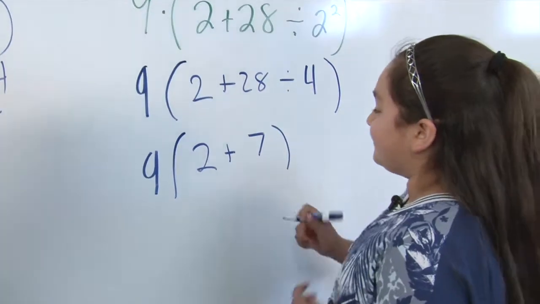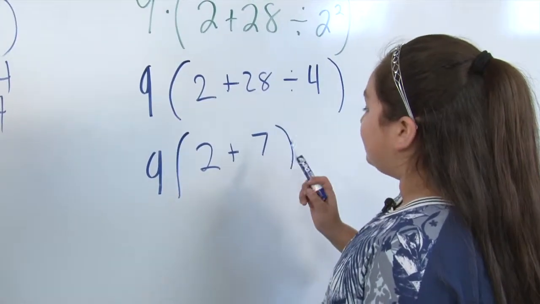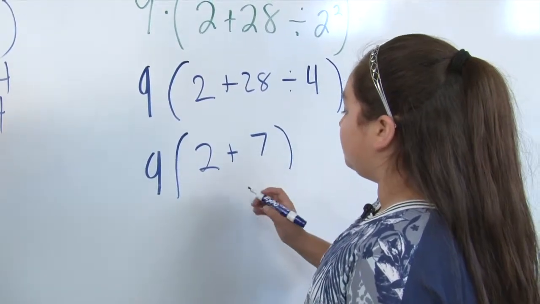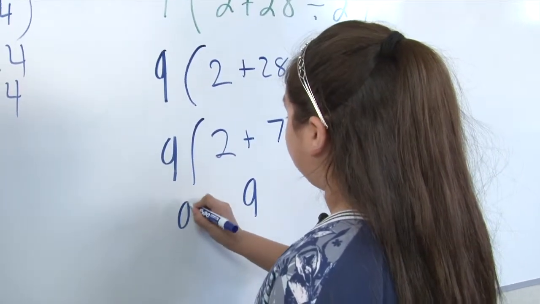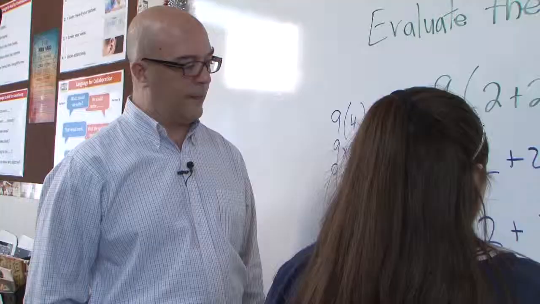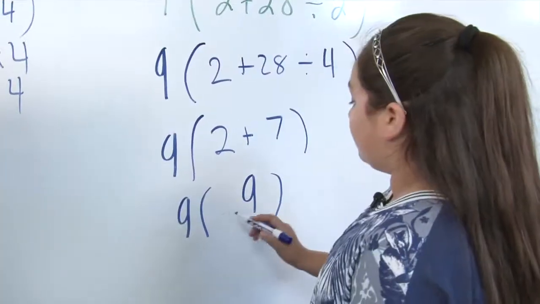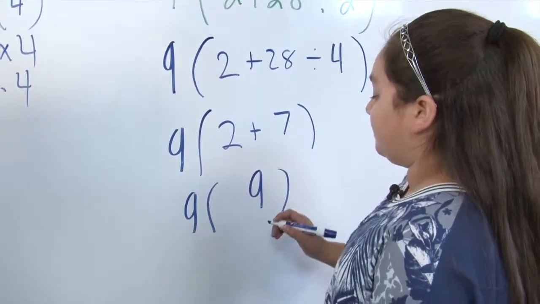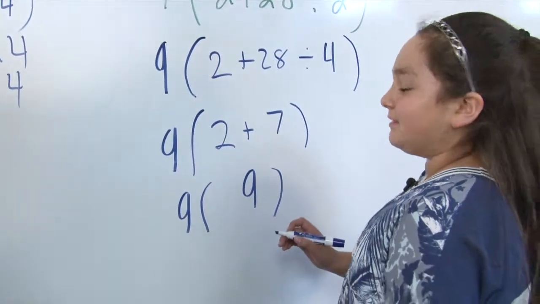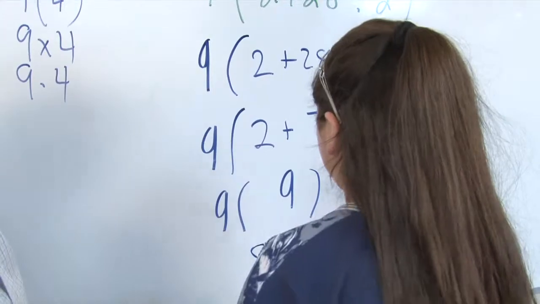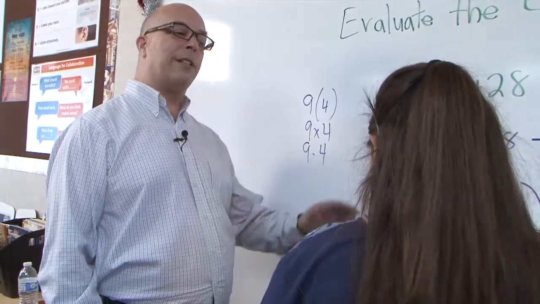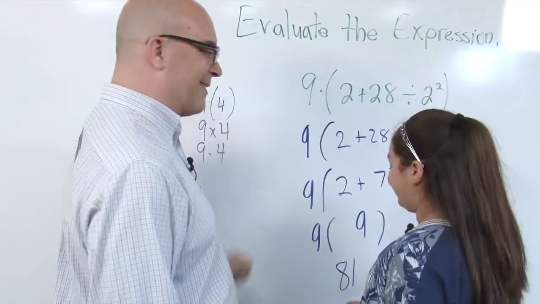Now what? So now we get to do the addition. So we do 7 plus 2 is 9. Okay. And then we have the 9 outside the parentheses again. And then now we can multiply those two. So 9 times 9 equals 81. All right, so go ahead and write that final answer. Natalie, perfectly done. Nice work. Thank you.